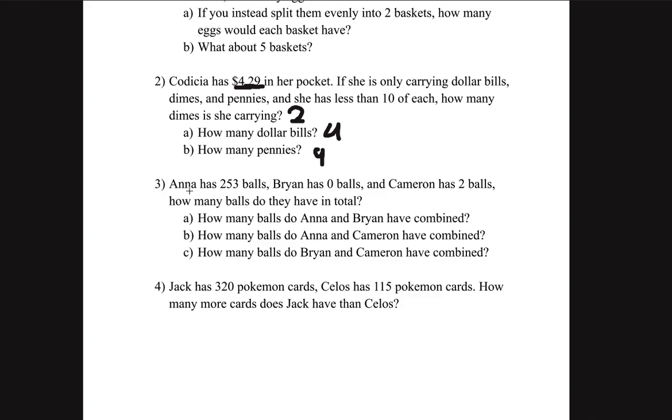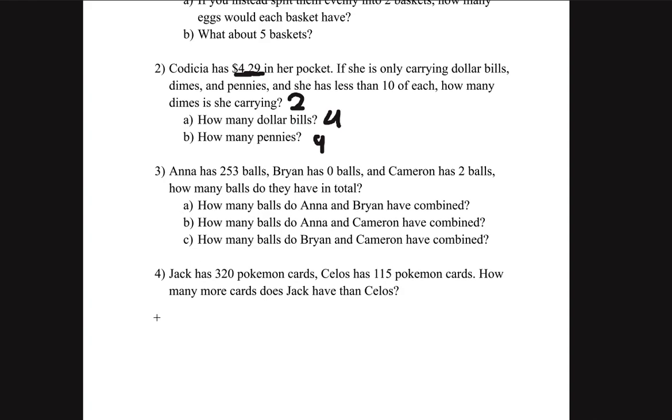Let's look at number 3. Anna has 253 balls, Brian has 0 balls, and then Cameron has 2 balls. How many balls do they have in total? So we have 253, 0, and 2. So in total, they will have 255. Since we do 3 plus 2 at the end, and we just add 2 more, there you go, 255.